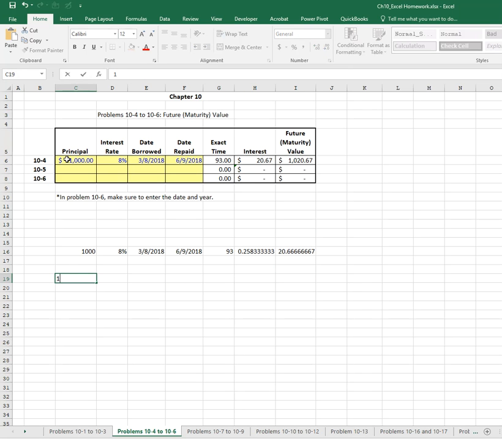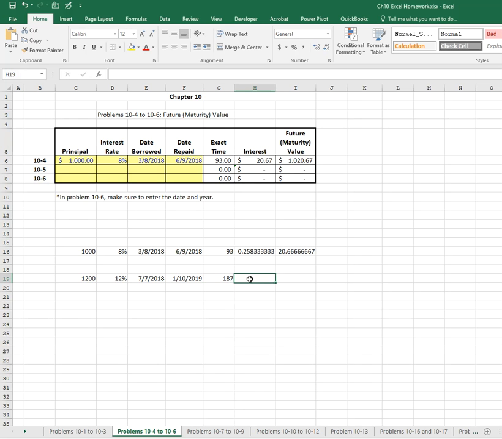So on number 6 we had a loan of $1,200. The annual interest rate was 12%. We took out the loan on July 7th. We'll say this year, and we're going to repay it on January 10th next year. And we want to subtract the ending date by the beginning date. So we had our loan for 187 days.